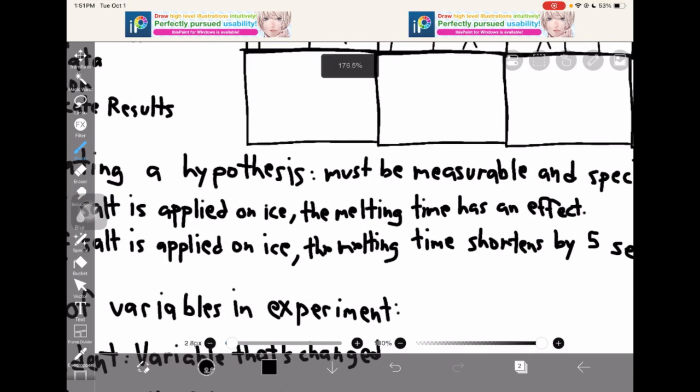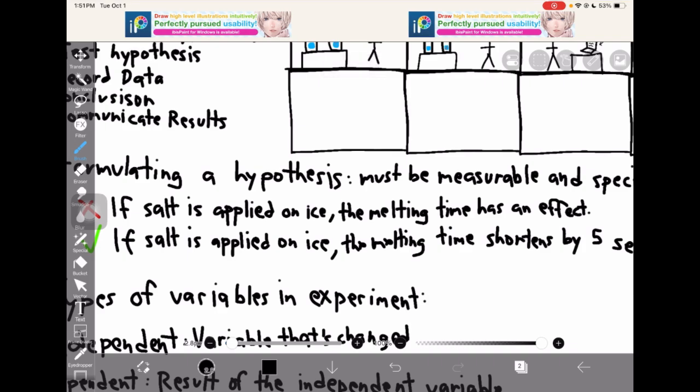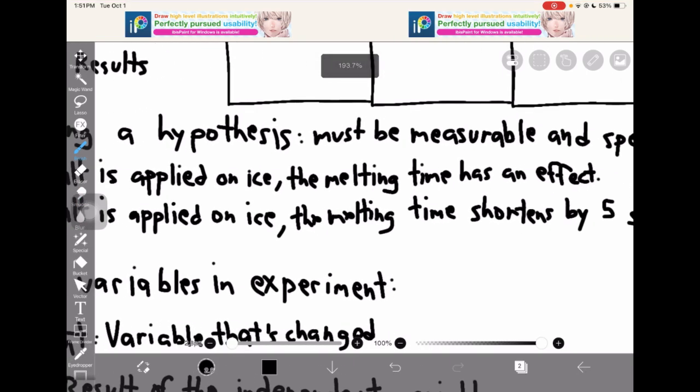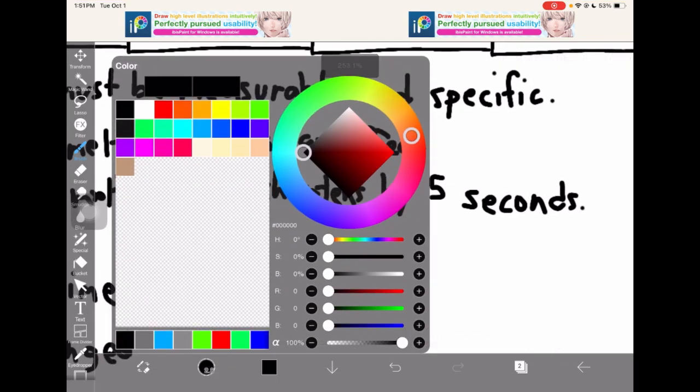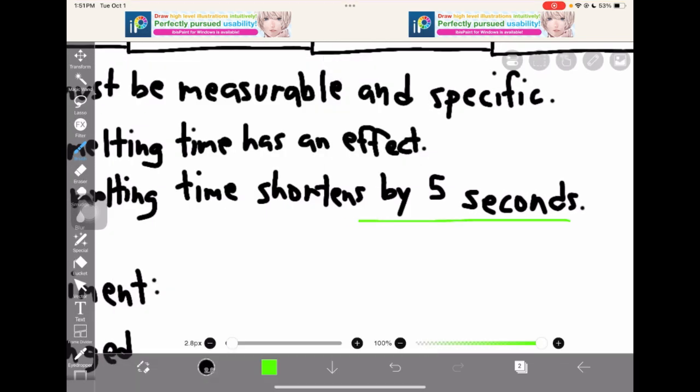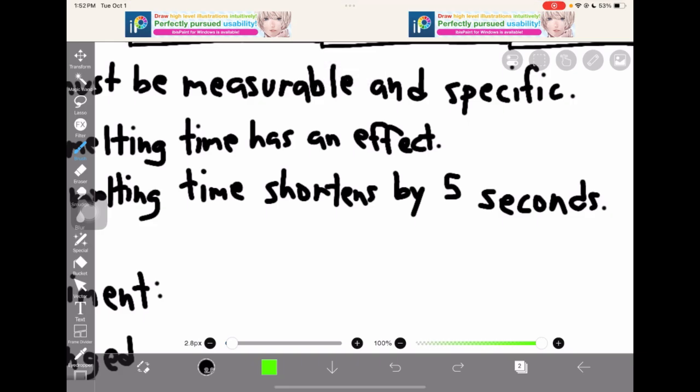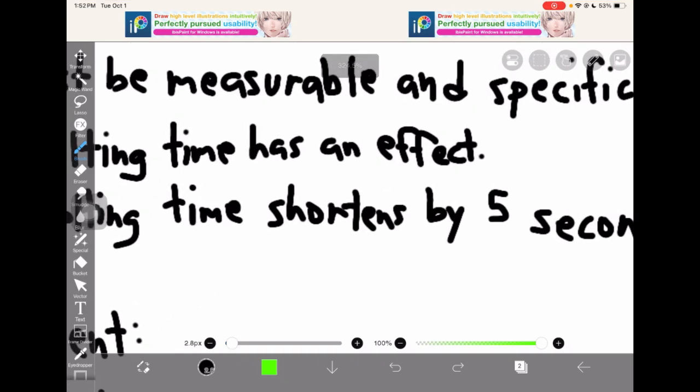This is a wrong hypothesis because what is the effect in question? Does it melt faster, melt slower? Does it have no change? We don't know. And in scientific investigation, we have to be specific. That's why the correct way to make a hypothesis is something like this. If salt is applied on ice, the melting time shortens by 5 seconds. Now we have something to rely upon because shortens by 5 seconds is specific, and we can ask ourselves specifically if it's true or false, unlike has an effect, which is more vague.